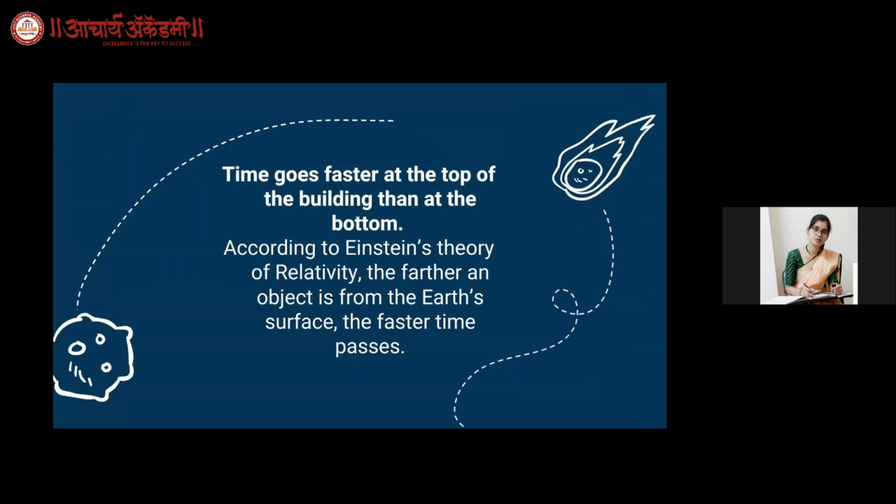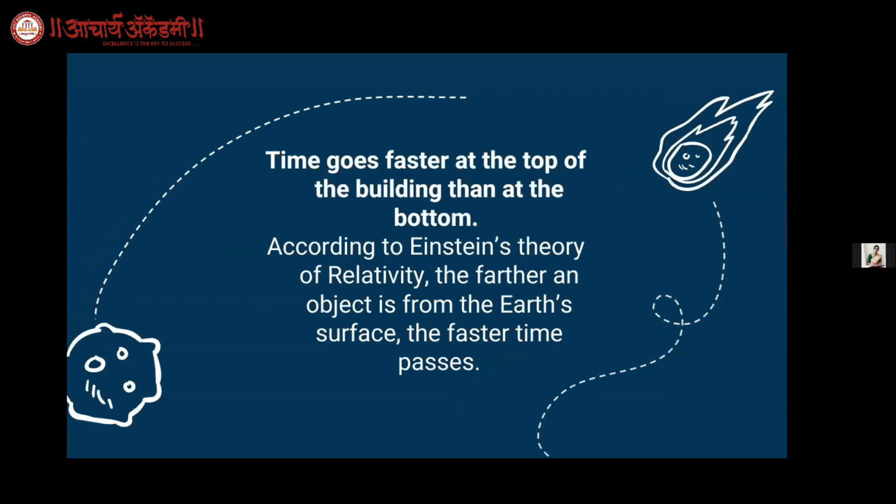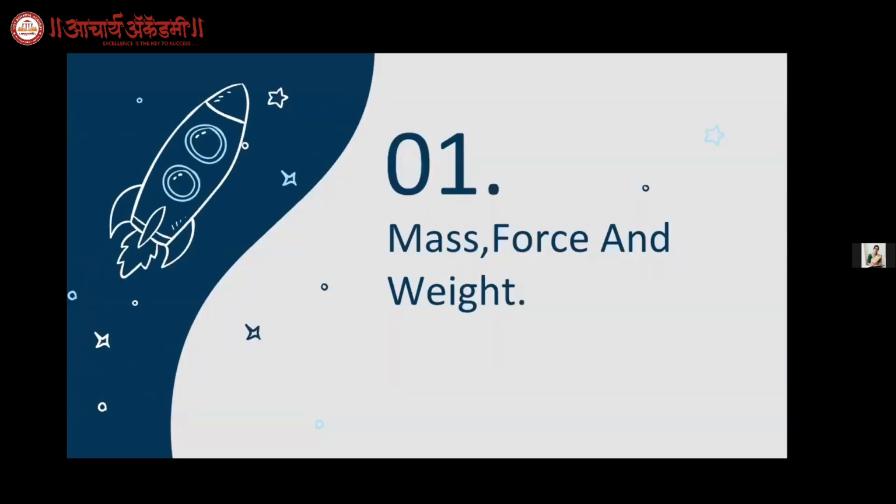Quiz. So, before starting, I would like to tell one fact about physics, which is that time goes faster at the top of the building than at the bottom. As we all know, Albert Einstein discovered the theory of relativity. From his theory, we can understand that an object above the Earth's surface experiences faster time. So, first, let's start with mass, force, and weight.